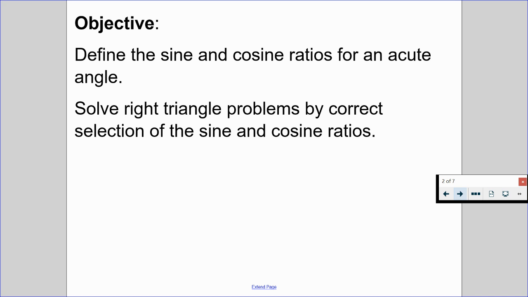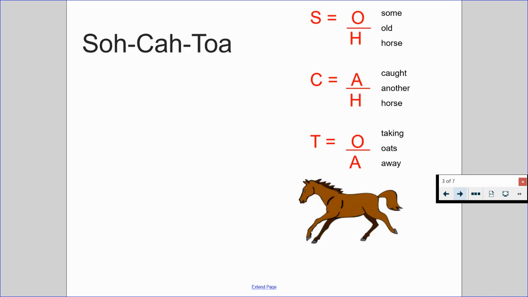So let's have out our guide and notes. Let's begin. So remember where I brought up the SOHCAHTOA. Today we're going to be talking about the SO and the CA of SOHCAHTOA. This is just a way for us to remember the ratios of sine, cosine, and tangent. Previously we talked about tangent being the TOA, so T is equal to the opposite over adjacent. Today we're going to be talking about SO and CA. So sine is the opposite over hypotenuse, and cosine is the adjacent over hypotenuse.